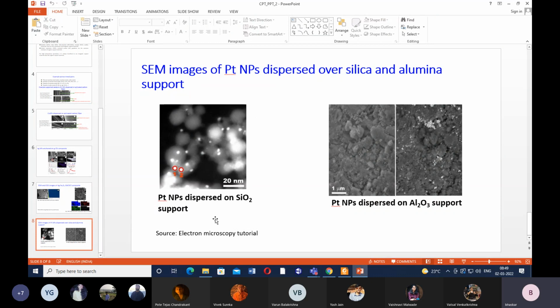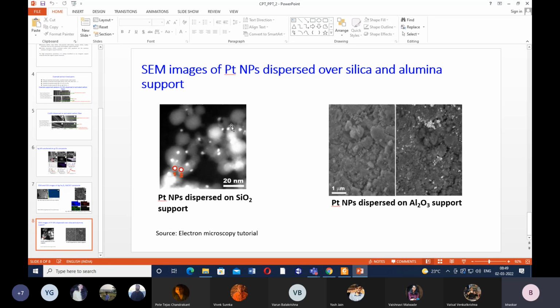Suppose now I have prepared platinum nanoparticles on silica support. Then the image will look like this. Here you can easily distinguish between two different types of particles. One particle is bigger, the silica supports, and the other are small shiny white particles, the platinum nanoparticles. So here you can see a dispersion, or distribution, of platinum nanoparticles on the surface of the silica support. This is one example of a supported catalyst: platinum supported on silica.